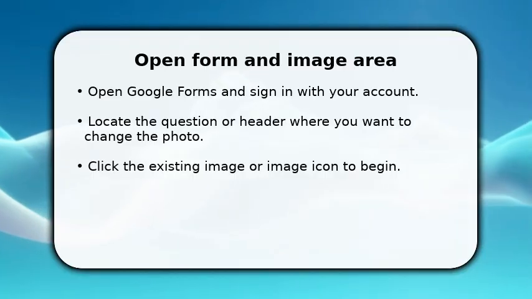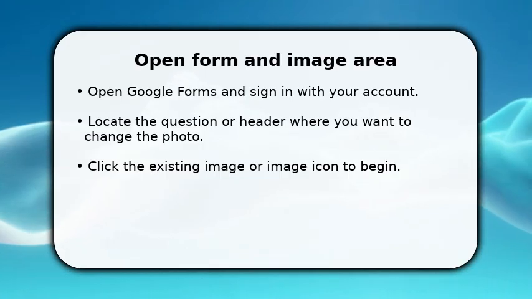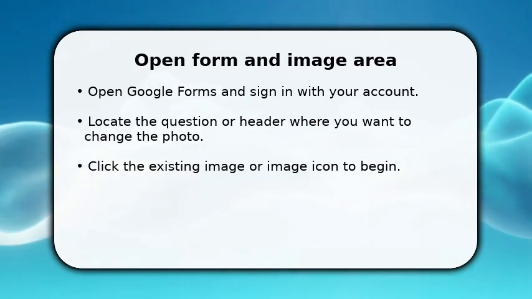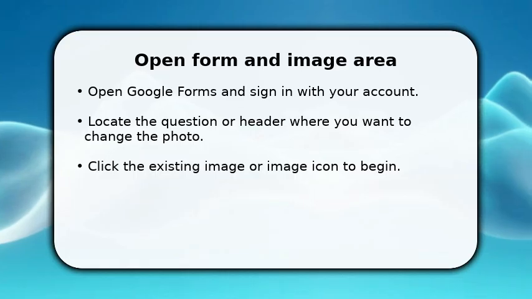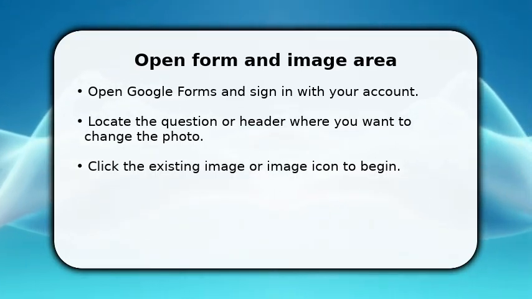You'll see options like Upload, Camera, Google Drive, Photos, and by URL. Choose Upload if you have the file locally. Choose Drive or Photos if it's stored in the cloud. Make sure the image matches orientation before proceeding.